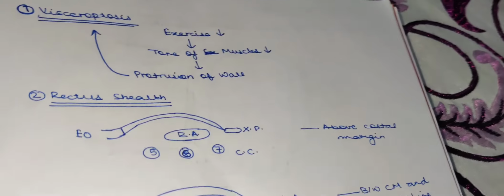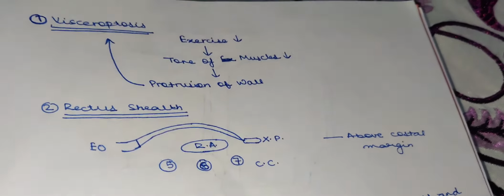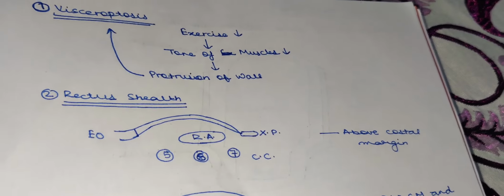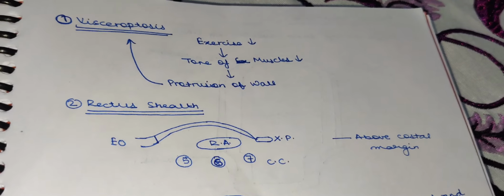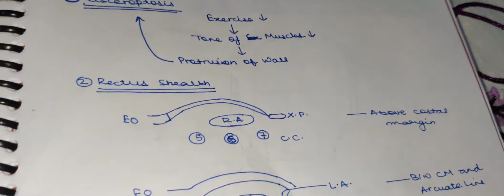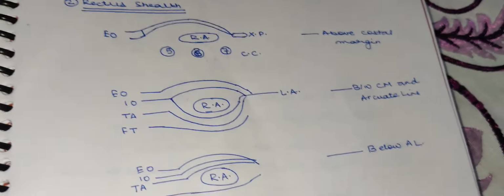So now what happens if a person doesn't exercise or decreases exercise? The tone of the muscle decreases and there is protrusion of the anterior abdominal wall. This condition is known as visceroptosis. Next topic is the rectus sheath.